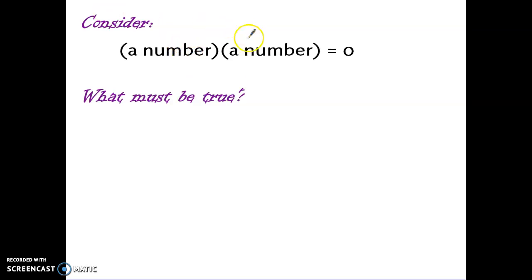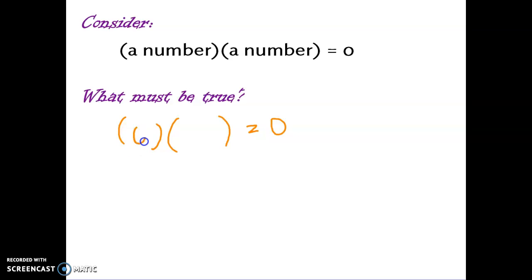And so I have created a multiplication problem right here and set it equal to 0. So that's why it's called the zero product property. I have two things multiplied together, or I could have three or four, but I have some things multiplied together, and I have it set equal to 0. So in order for this equation to be true, think about what must be true. I have a number, and I've multiplied it by another number, and I'm getting 0 as the answer.